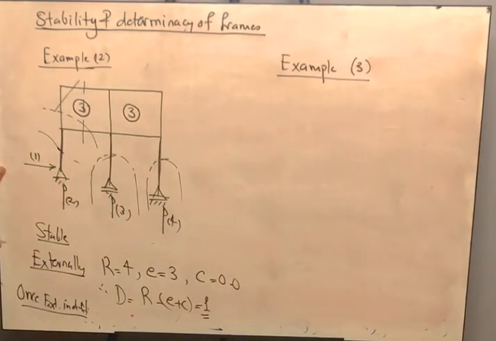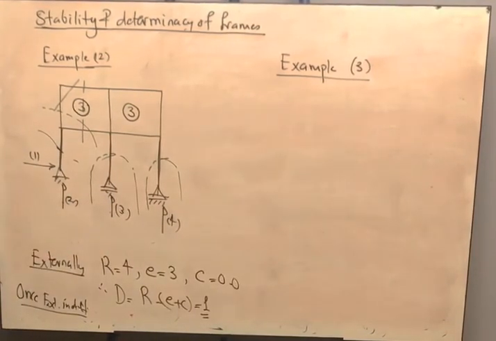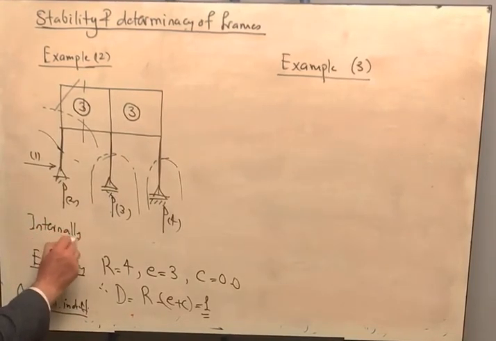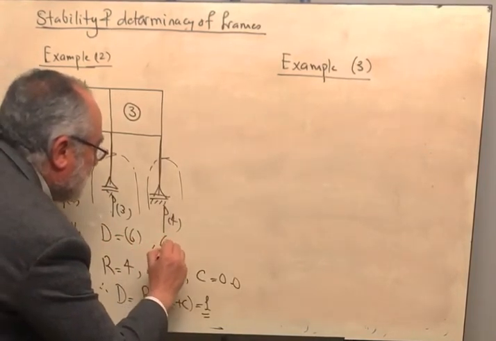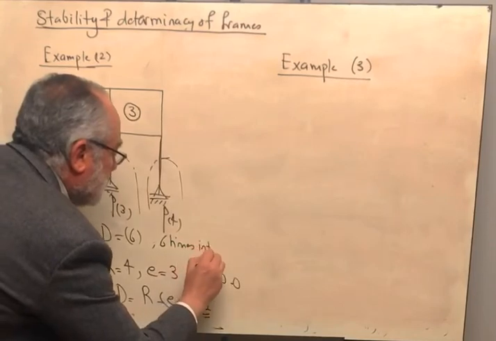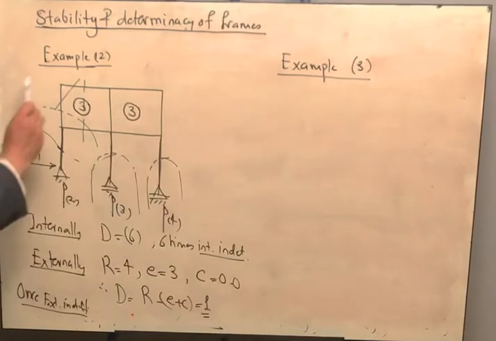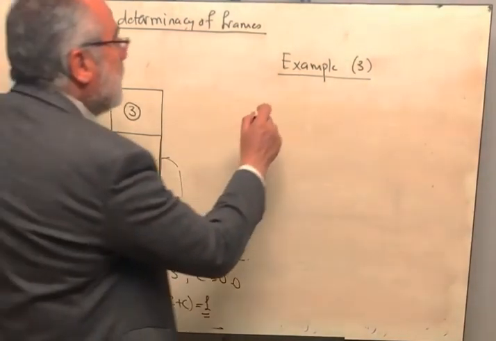Therefore internally, the degree of indeterminacy is 6. It is 6 times internally indeterminate. In total, this structure is stable. It is once statically indeterminate externally and 6 times internally indeterminate. Next, what if I did that?